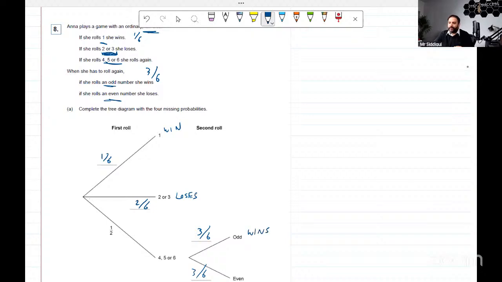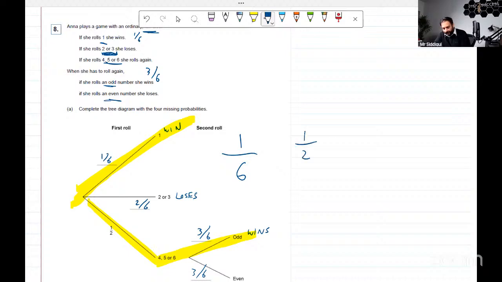Okay, so in order to win, there are two ways to win as far as I can see. You could just roll a one on your first roll. The probability of that happening is 1 out of 6. So that's one way of winning. Another way of winning is to go this way and then this way. Roll a 4, 5, or a 6, which has a probability of a half, and then roll an odd number, which also has a probability of half. So I'm going to change that to a half now.